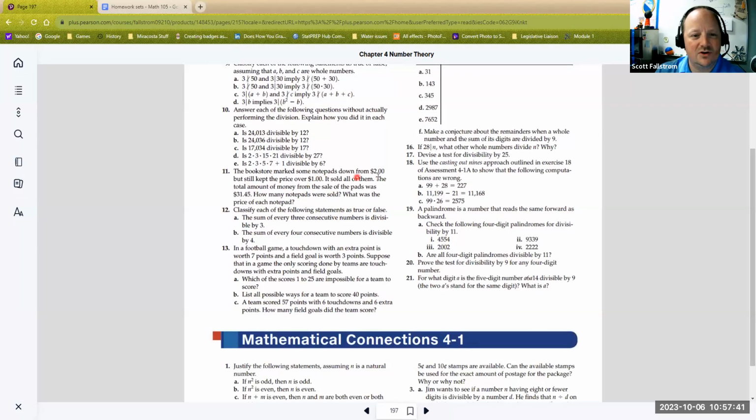Let's see here. A bookstore marked notepads down from $2, kept the price over $1. It sold all of them. Okay, so you have some notepads. The total amount from the sale was $31.45. How many notepads were sold? Oh, okay. So we have two numbers here, right? How much was a notepad and how many did I sell? So you have two numbers being multiplied.